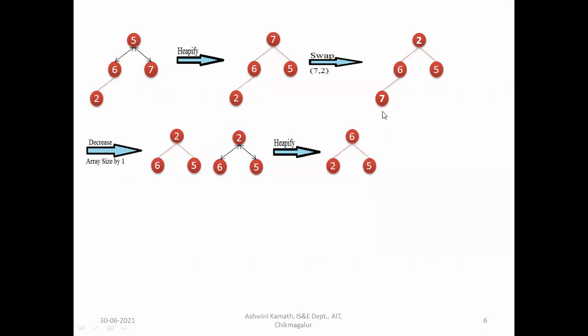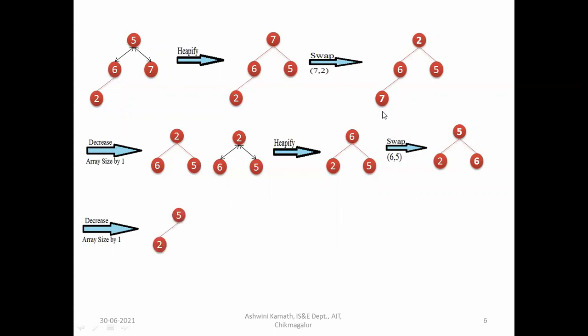Now again apply the maximum root deletion. So 6 and 5 will be swapped. Among 2 and 3, 5 is the last leaf node. So swap or exchange with the last leaf node. So 6 and 5 will be exchanged. Again decrease the array size by 1. So 6 will get its final position, that is position 3. 1, 2, 3, we have 3 values here. In the third position, 6 will be stored.